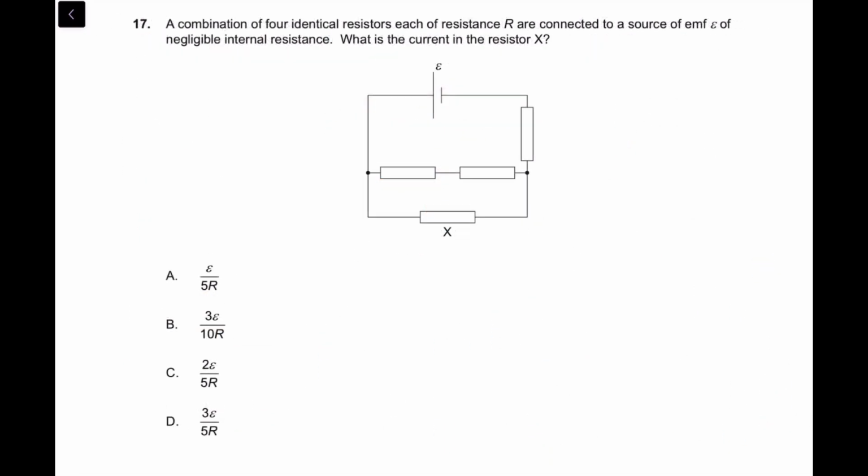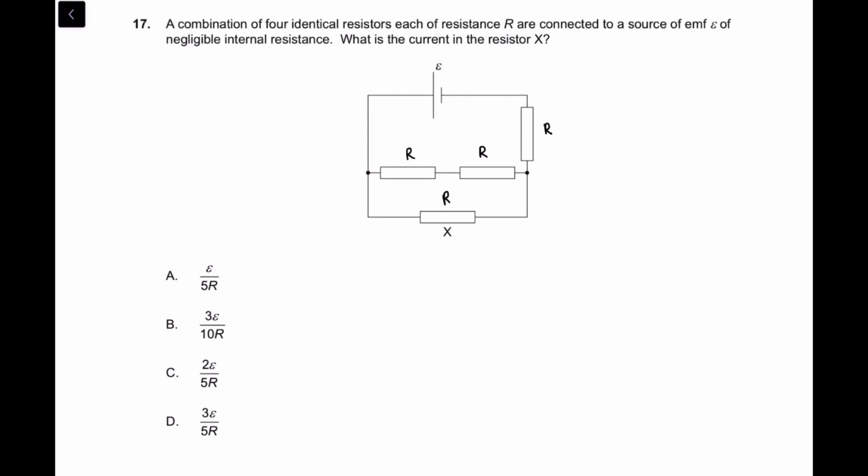So proceeding on to the next question, we have a circuit. In the circuit there are 4 resistances, each of individual resistance R. So this has resistance R, this has resistance R, this is also R, this is also R. So what is the current in the resistor X?